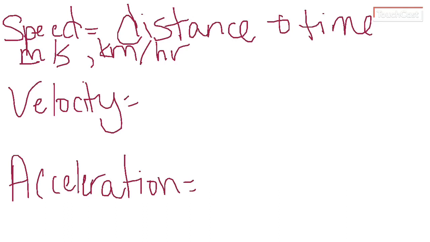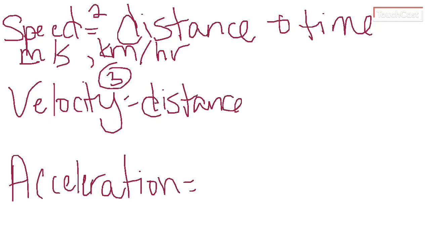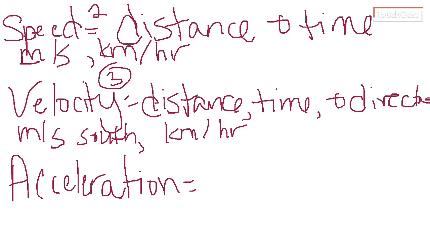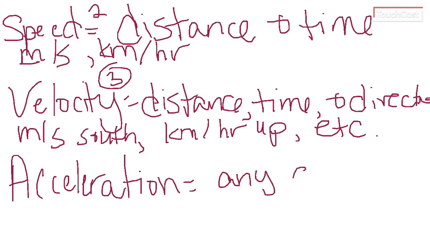Alright, velocity. Speed needed 2. Velocity needs 3 things. Velocity is speed plus direction. So you need a distance, you need a time, and a direction. It could be meters per second south. It could be kilometers per hour up, etc.